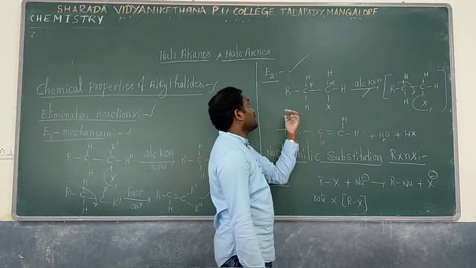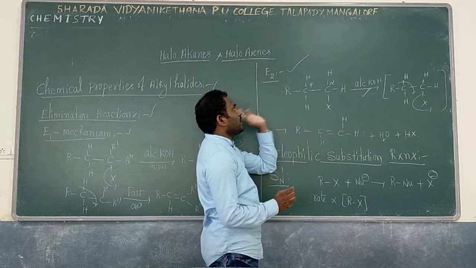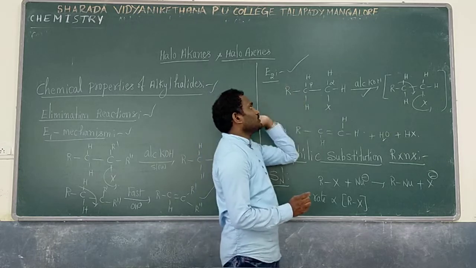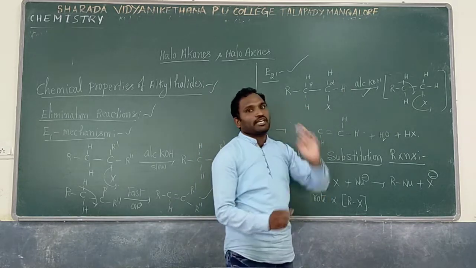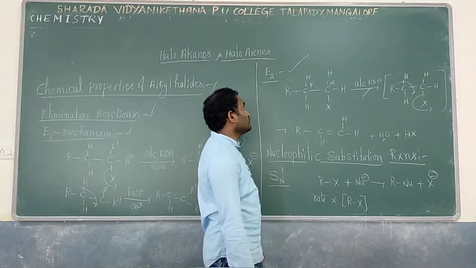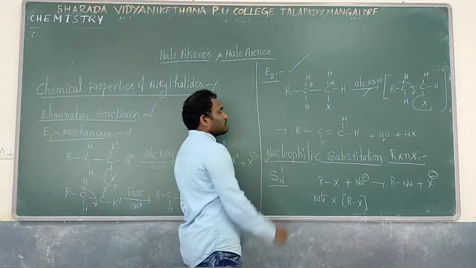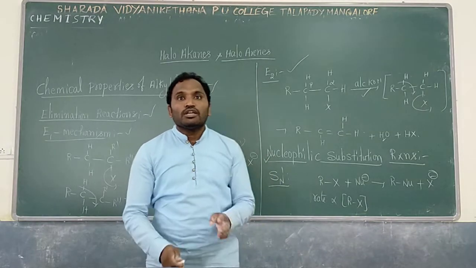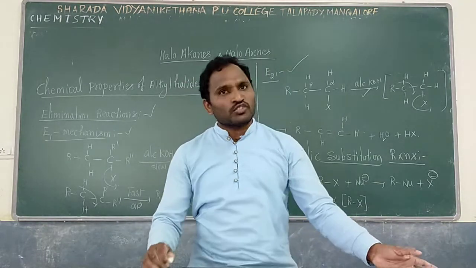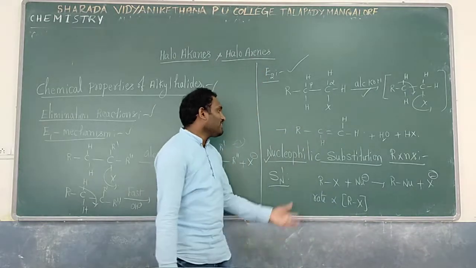In E2 mechanism, the rate of reaction depends on the nature of alkyl halide and, at the same time, the strength of the base also. So it is second order kinetics. Next one, nucleophilic substitution reactions. Like E1 and E2, nucleophilic substitution reactions are also of two types. One is SN1 reaction, another one is SN2 reaction.